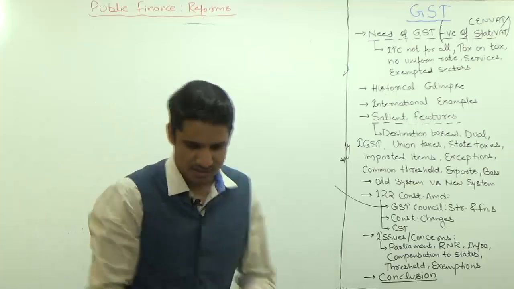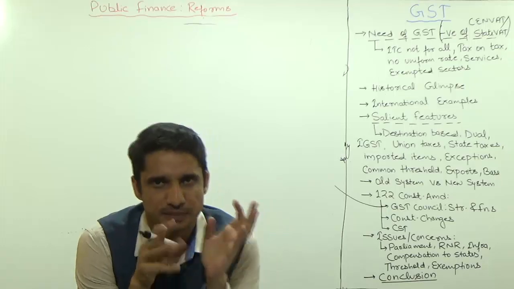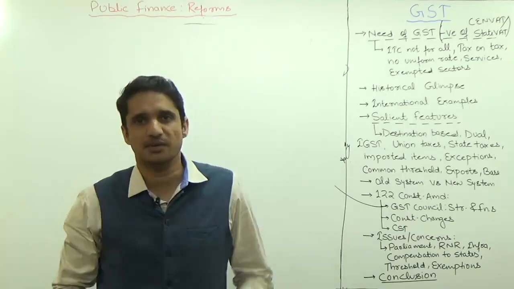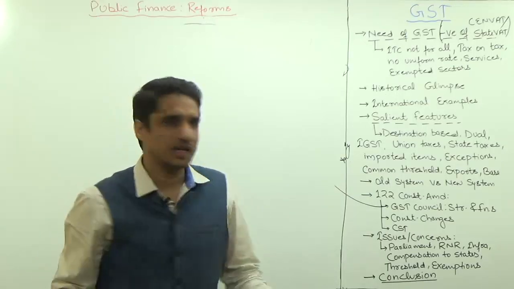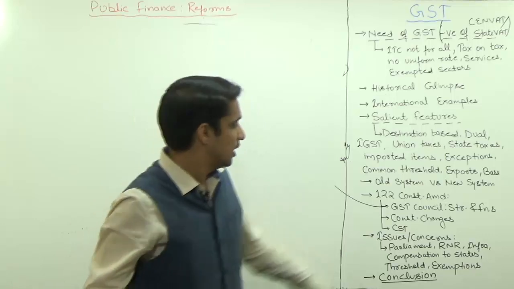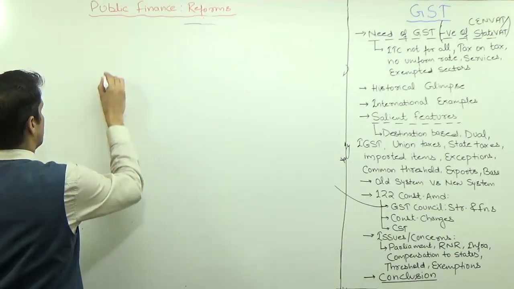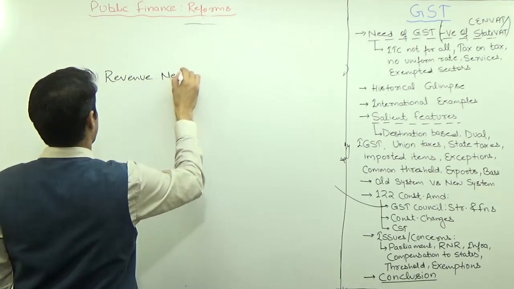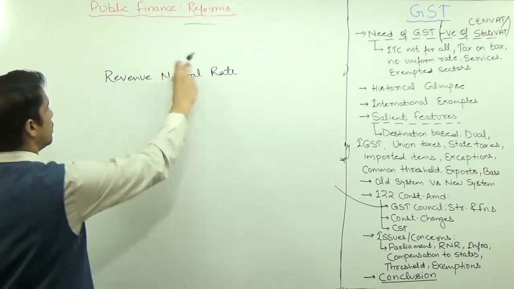The first one is the parliament. In Lok Sabha, the present NDA government has the majority. In Rajya Sabha, they don't have the majority. So from Lok Sabha, it has been passed. From Rajya Sabha, it has not been passed. So this is one issue. Then we have something that is known as revenue neutral rate. Revenue neutral rate means your revenue should be neutral.